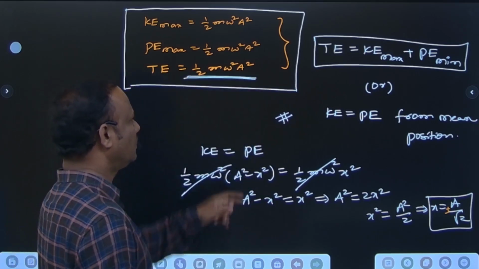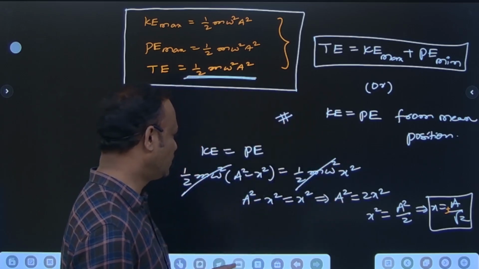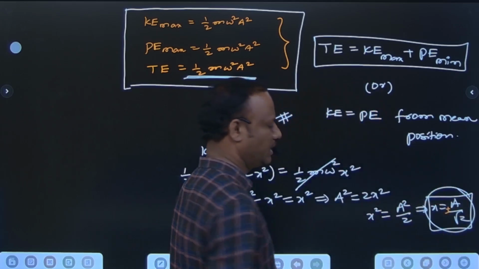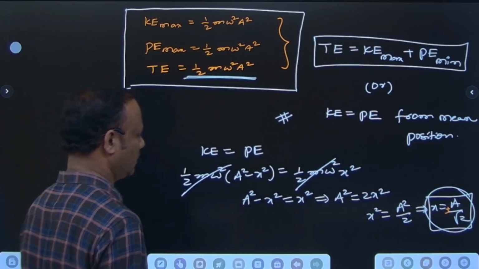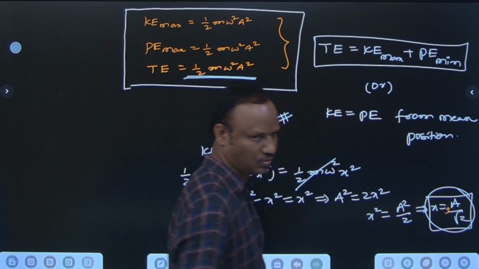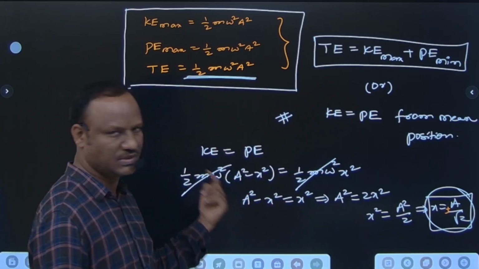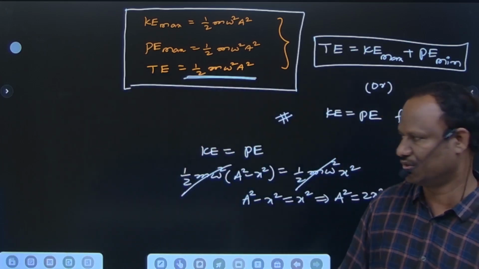And next, kinetic energy and potential energy are both equal from the mean position at a distance of x equal to a by root 2, plus or minus a by root 2. Minus means it's the left side, and plus means it's the right side. We can use it as such.